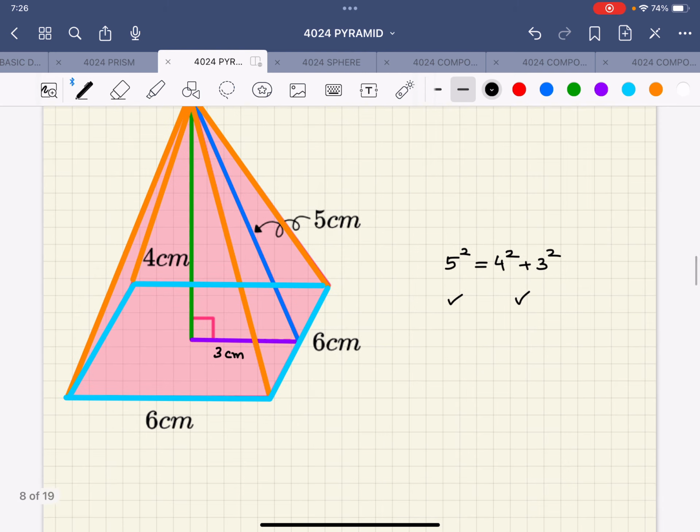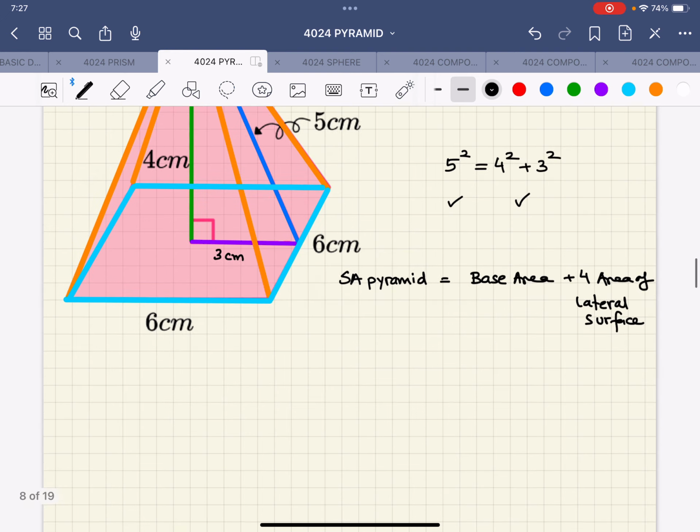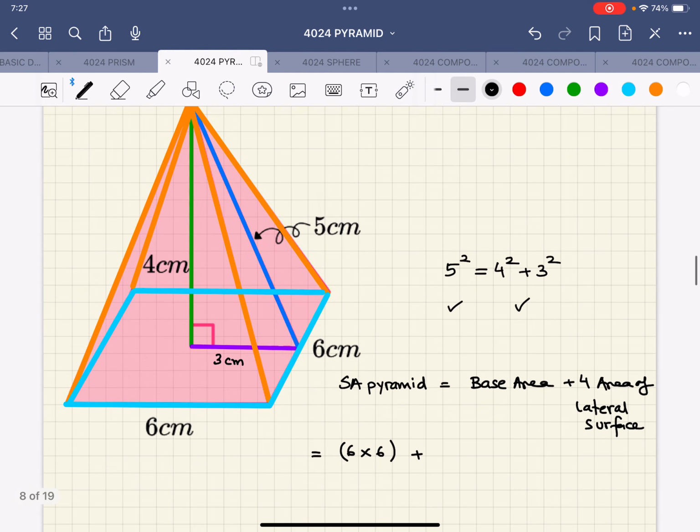Now, if I am interested in the surface area of this pyramid, that is the area of the base. So let me choose a thicker marker. So this is the pyramid. That is the base area plus 4 times the area of the lateral surface. That is all the faces. So therefore, what is the base area? That is 6 by 6, and the area of any one of the surfaces.